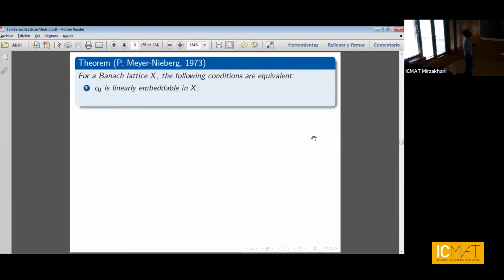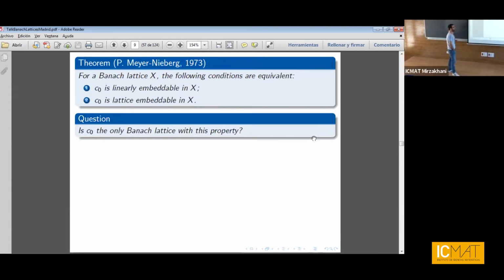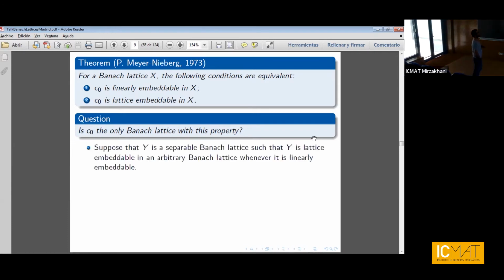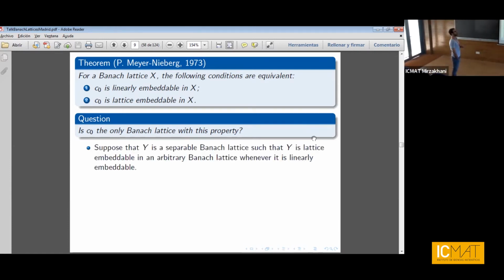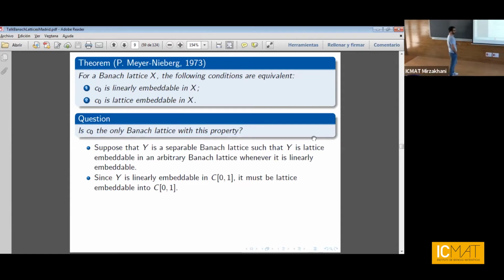Okay, so let me go again to this question. This is the main question that we are going to consider in this talk. If we just try to look for a separable Banach lattice satisfying this property, one may think: if Y is a separable Banach lattice satisfying this property, then since it is separable, it is linearly embeddable into C of the unit interval. So if it has this property, it must be essentially a sublattice of C of the unit interval. So it is natural to wonder whether C of the unit interval has this property. And this is what we prove.